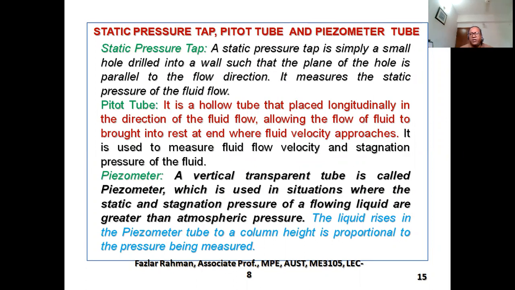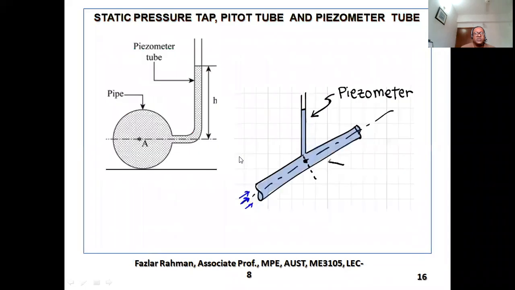We'll explain how. Then you can use the pitot tube. We'll explain what the pitot tube is. Then you can use the piezometer. So what is the piezometer? You see, say this is a pipeline flowing from Jamuna river to Uttara. Somewhere you make a hole and you attach a vertical tube. Then what will happen?